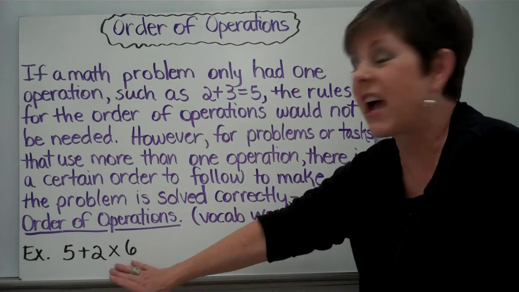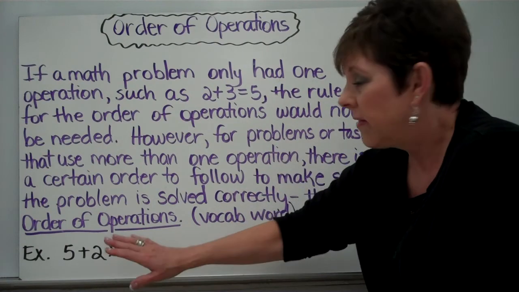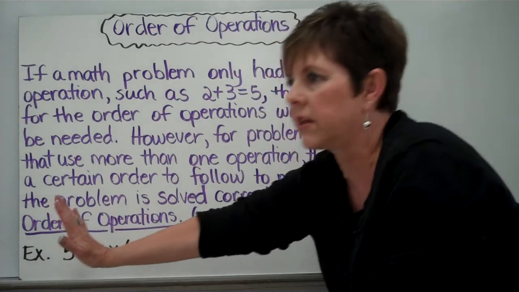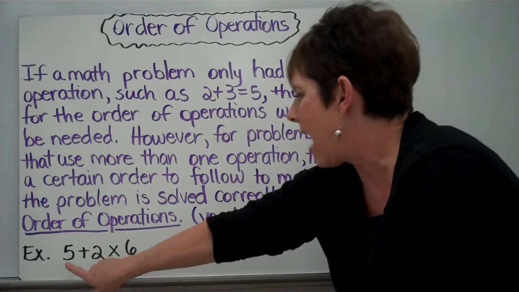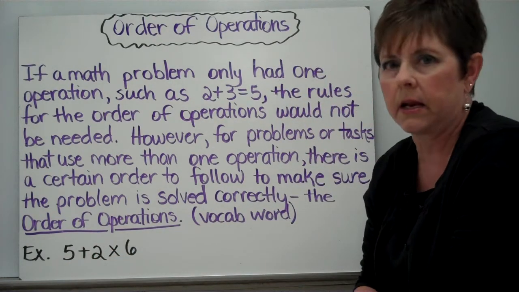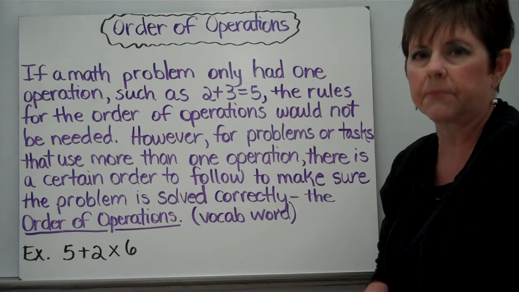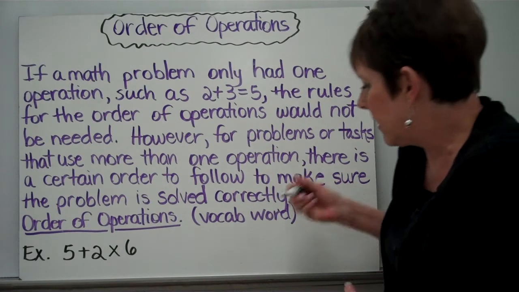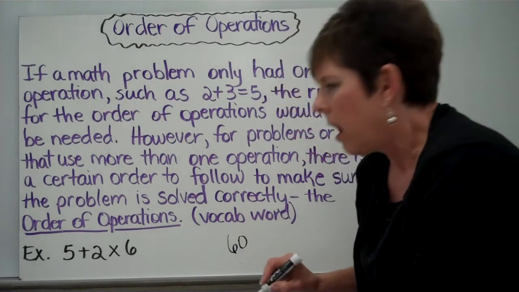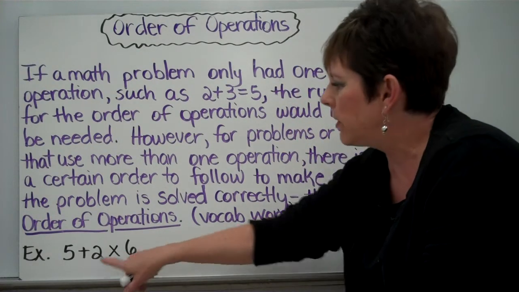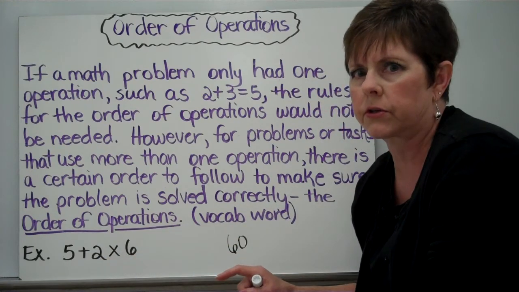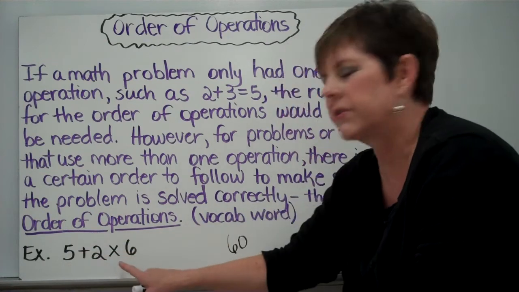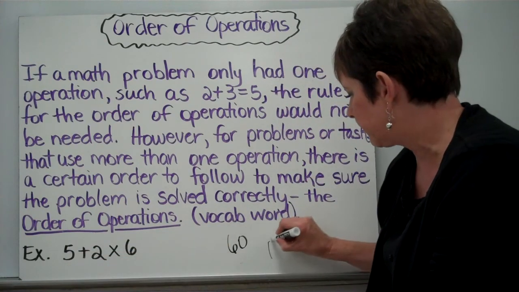For example, there's kind of two ways to do this, right? Let's say that somebody said, well, I've always been taught that you start at the left and you work it to the right, so I'm going to say 5 times 2 is 10, and 10 times 6 is 60. Okay, and that's one way to look at it. And then let's say that somebody else said, yeah, but I think I'm going to do 2 times 6 first. And I know that 2 times 6 is 12, and 5 plus 12 is 17.